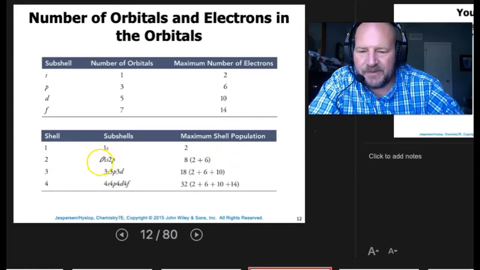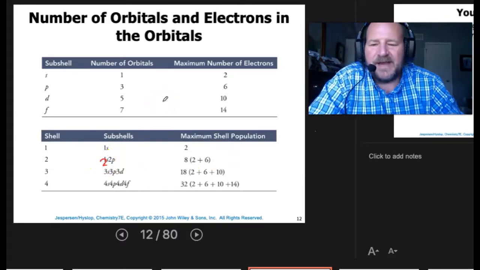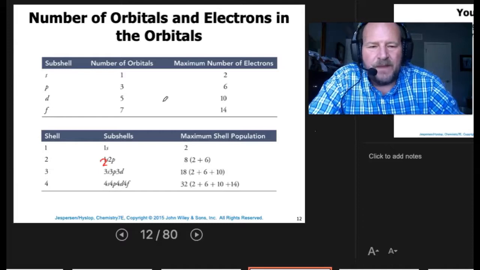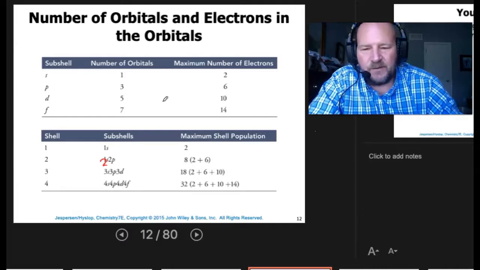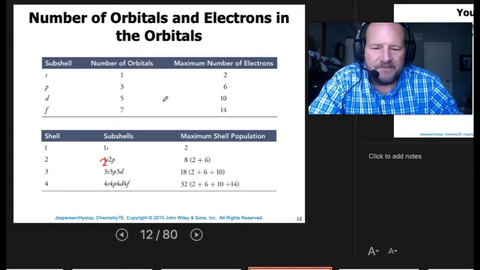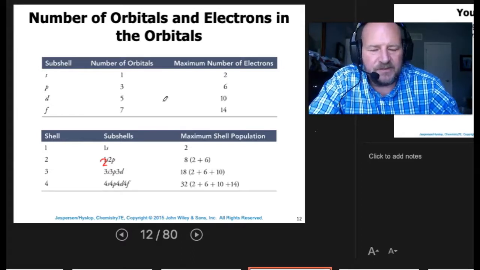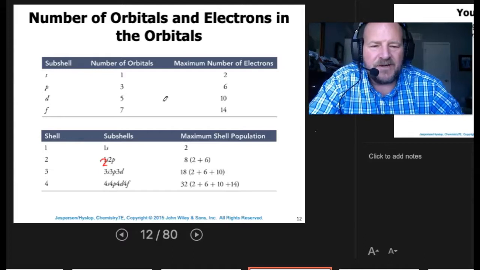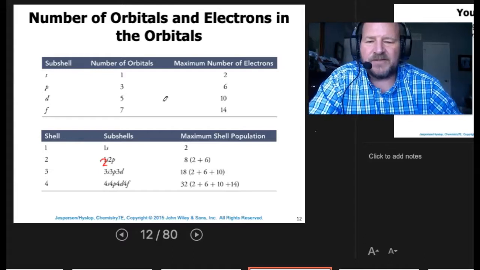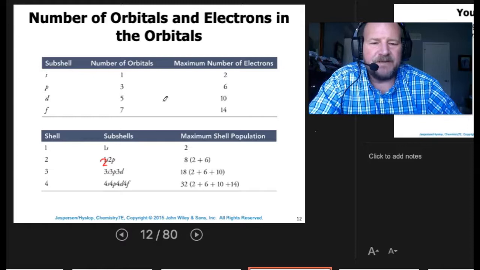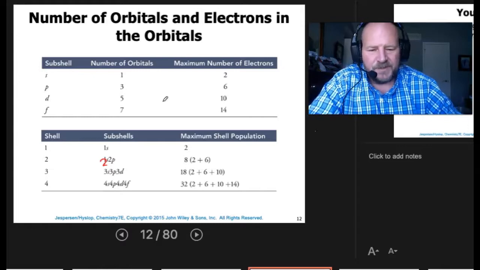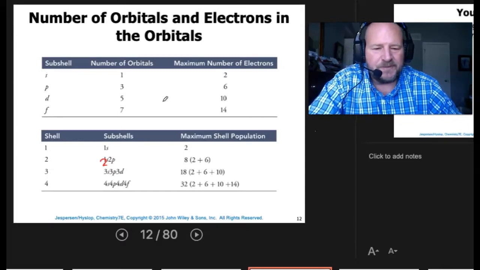This is a typo here. They need to fix this. This is 2S. That'd be awfully confusing. You have 18 electrons. In the fourth shell, we can have the 4S, the 4P, the 4D, the 4F. Total of 32 electrons. So if you've ever looked at electron configurations, hopefully that makes quite a bit of sense here. If not, then hopefully once we do electron configurations, which will be coming up soon, that'll make better sense.